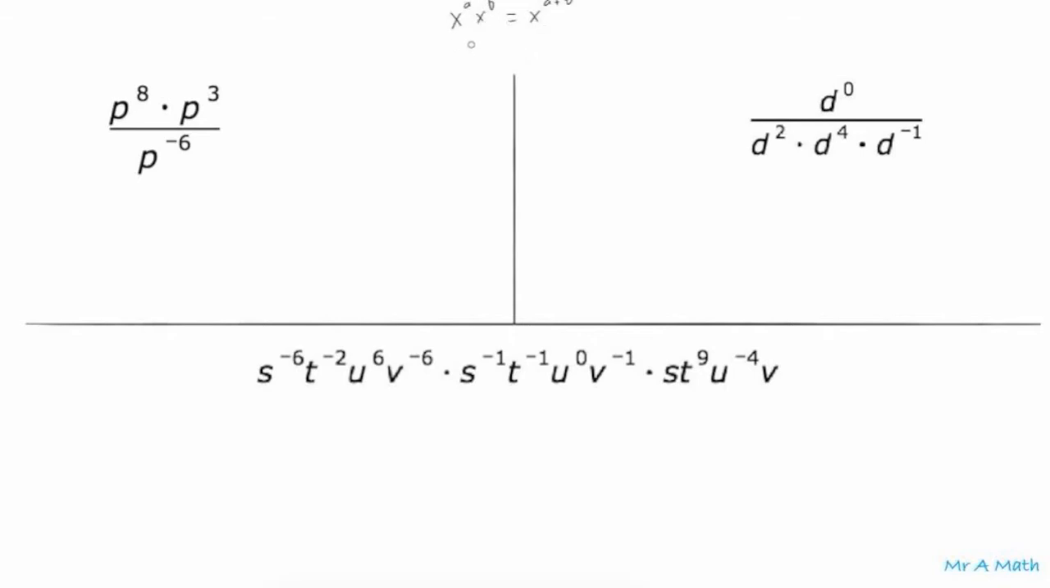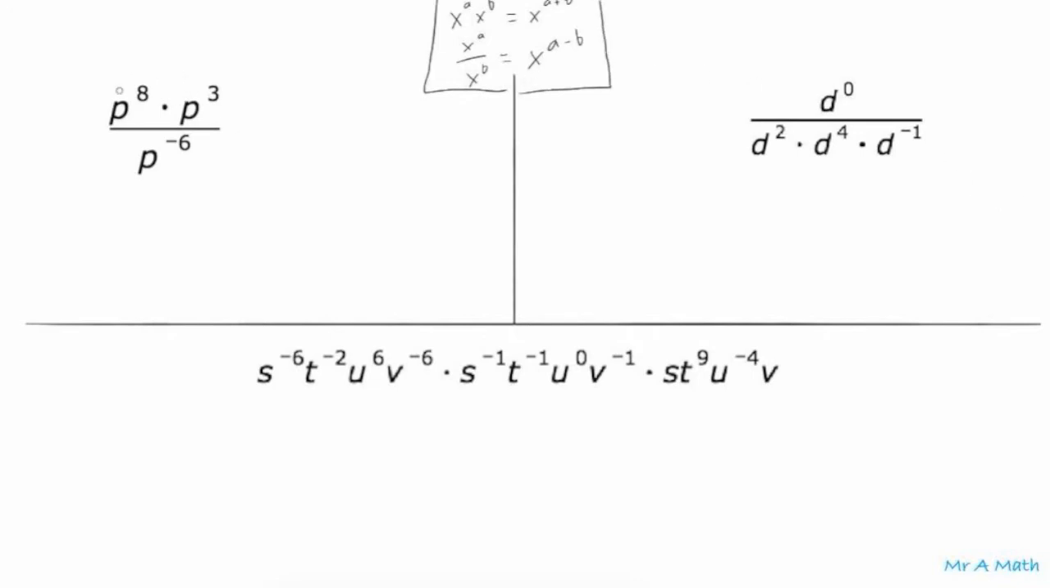And the same way goes for a quotient. If I have two bases that are being divided, the way I can simplify this is if they're the same base, I can write it all as one base and then subtract the exponents. So this is going to be just something that we're going to keep in mind throughout this whole video.